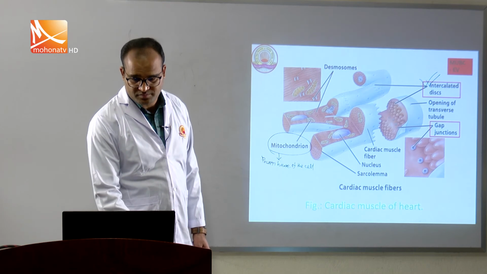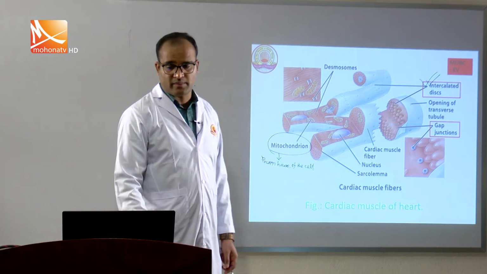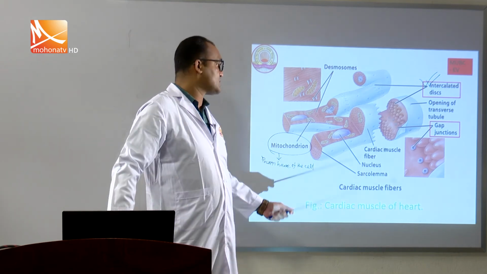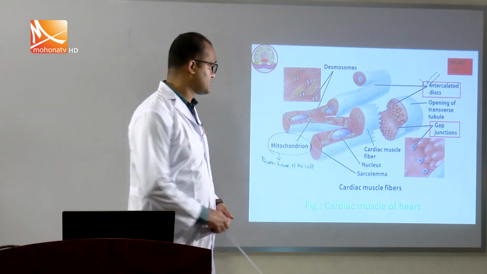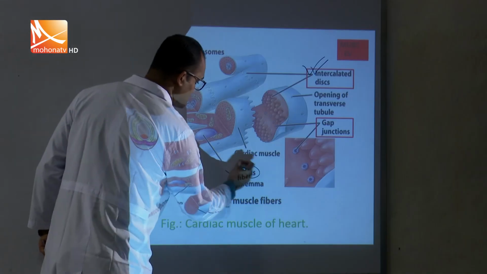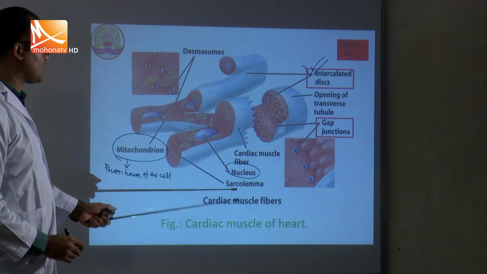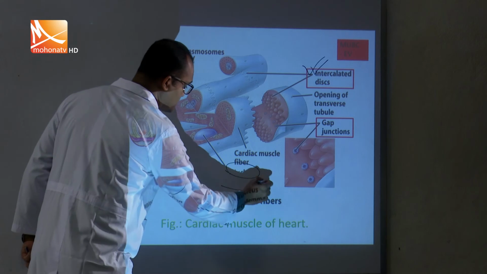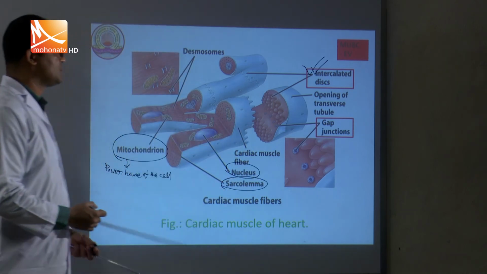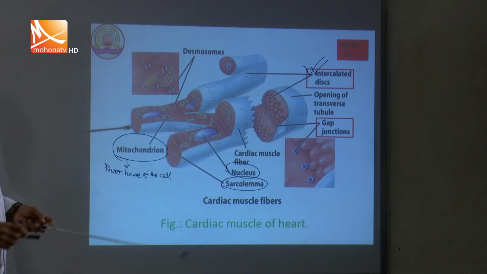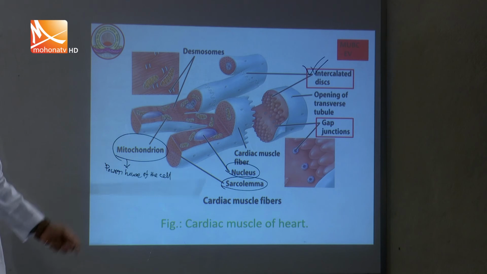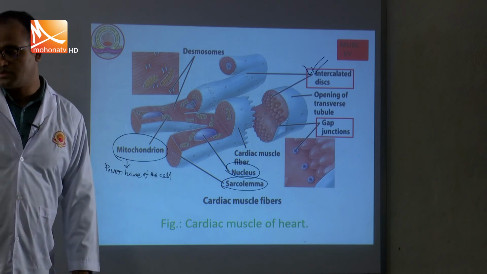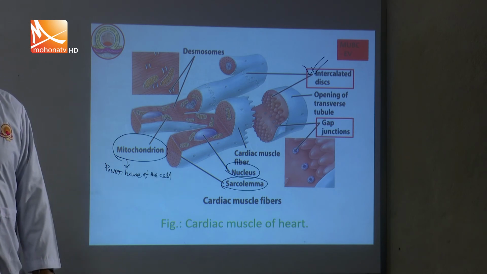Some nuclei are present in the cardiac muscles, and the sarcolemma covers the cardiac muscles. And some organelles called desmosomes are present in the cardiac muscles.